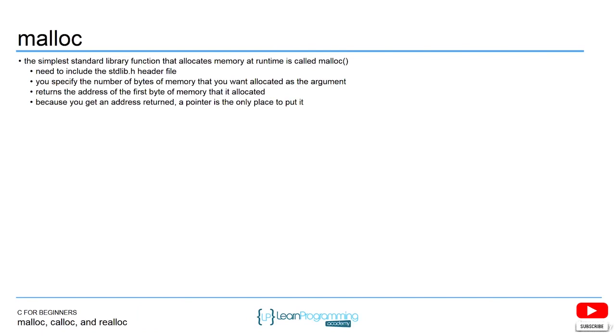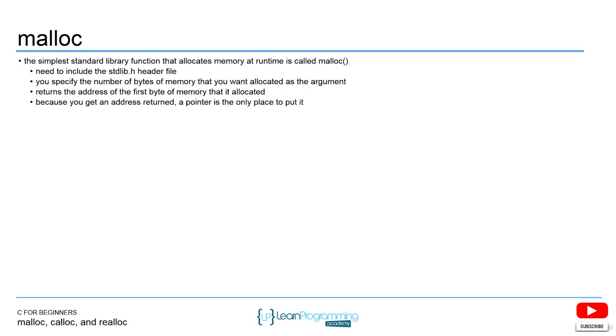The simplest and most common way to allocate memory is through the standard library function named malloc. This is allocating dynamic memory at runtime. In order to call this function, you need to include the stdlib header file. You specify the number of bytes of memory that you want allocated as its argument. What's returned from this function is the address of the first byte of memory that is allocated.